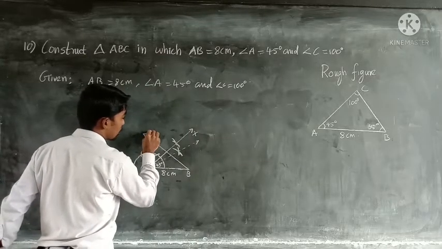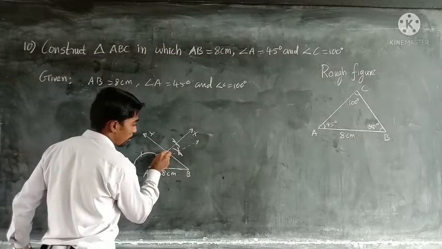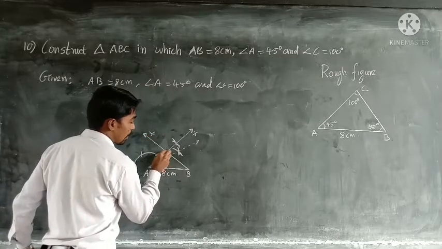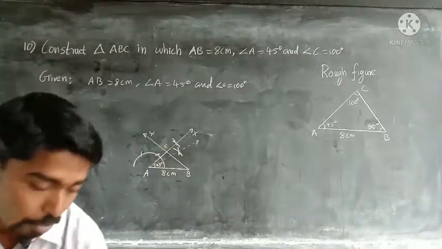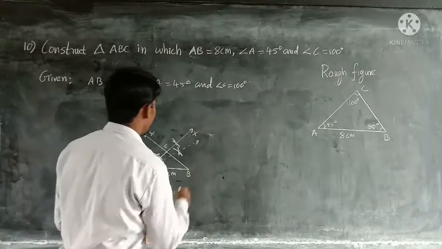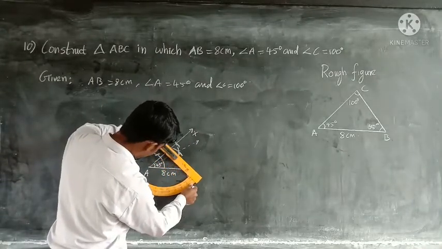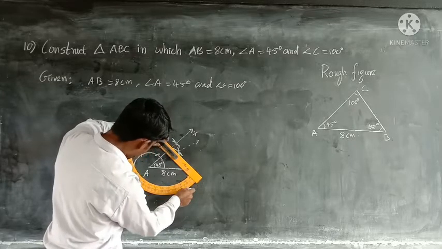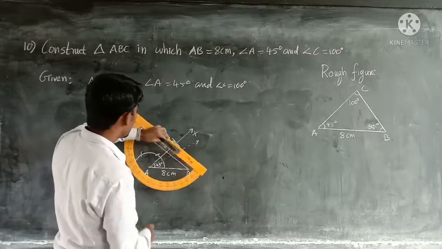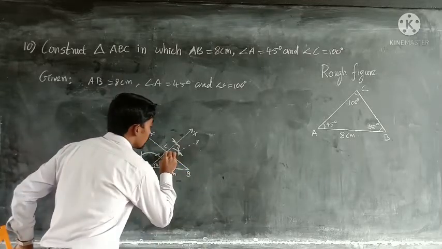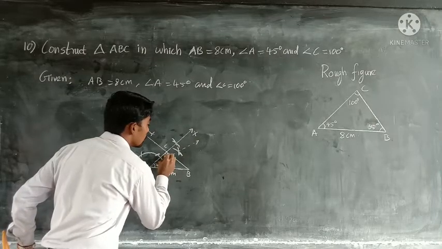Name it as Y. And this intersection point you name as C. Now measure, now verify whether angle C is 100 degree or not. Keep this C as a center and verify it. Verified. Angle C is 100 degree.